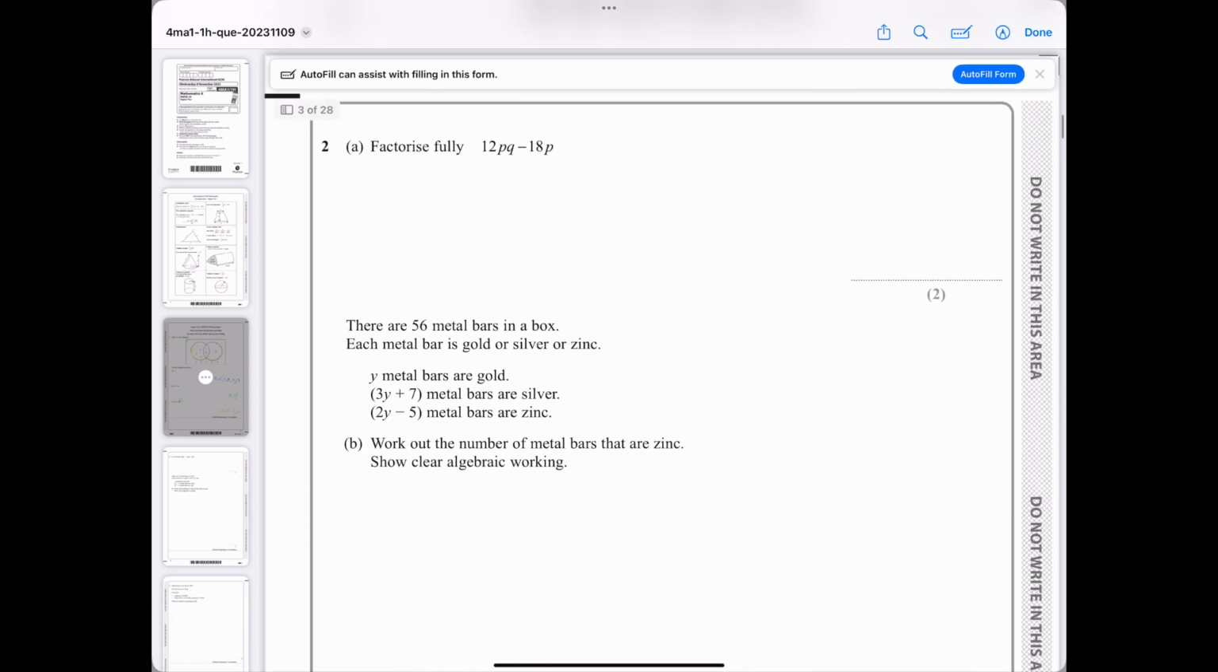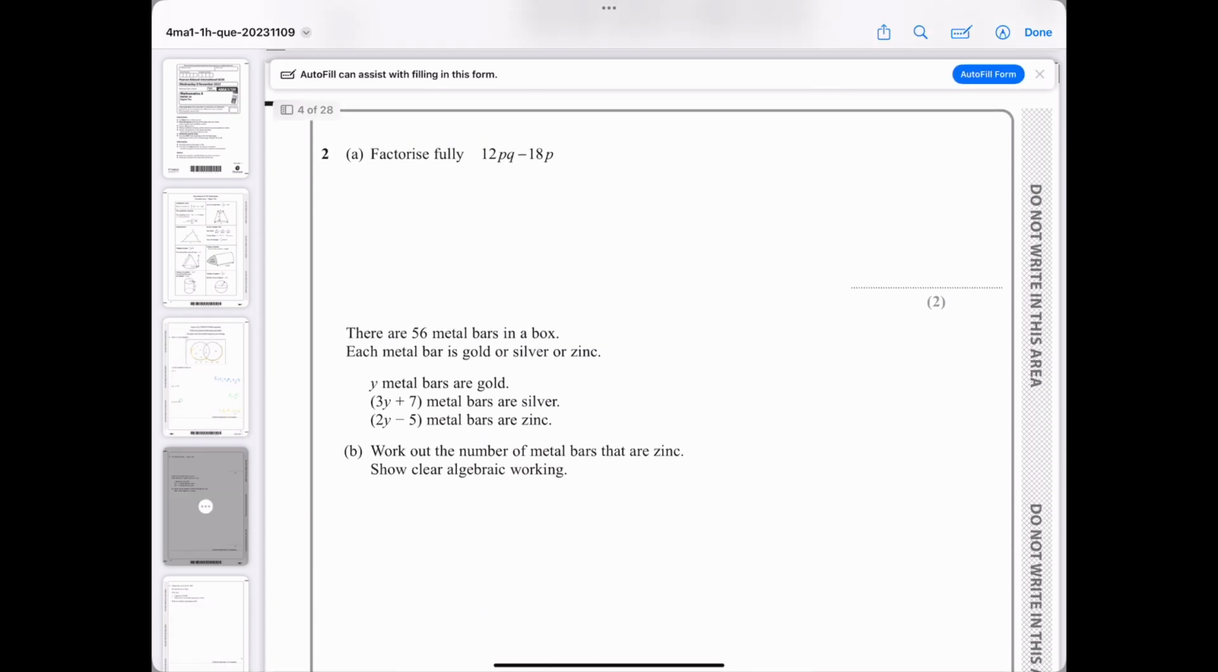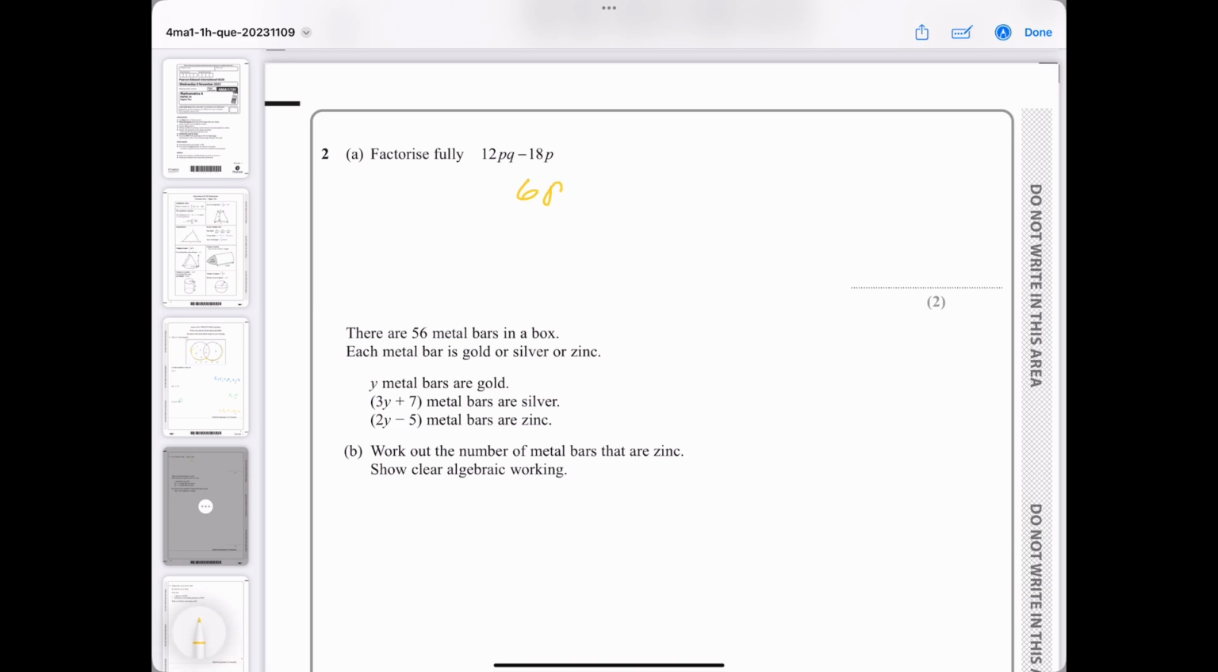Okay, factorise fully. So that means don't just pull out the number that 12 and 18 have in common, which obviously is 6 because they're both in the 6 times table. Also pull out the p, and then what do you have to times 6p by to get to 12pq? Well, you have to times it by 2q, and to get to 18p you have to times it by 3, and that goes in there.